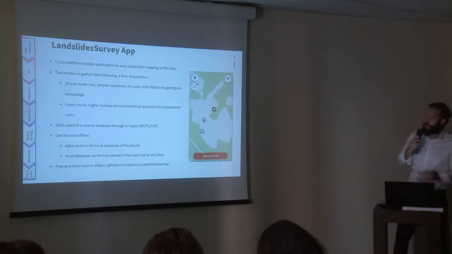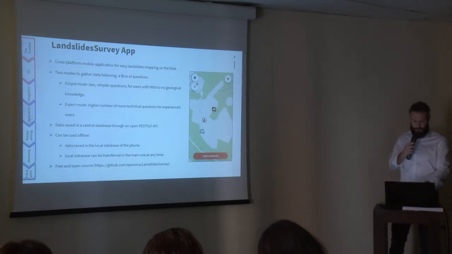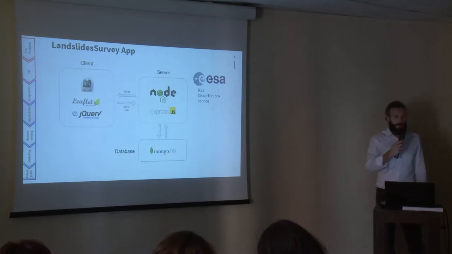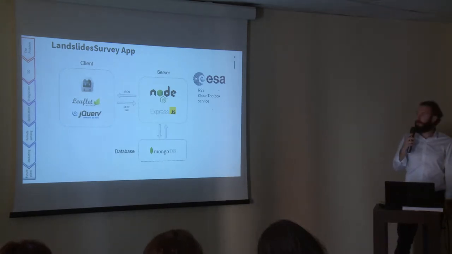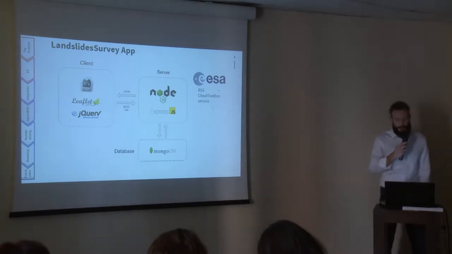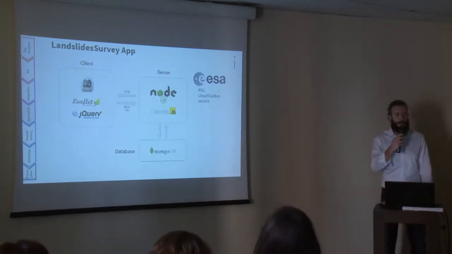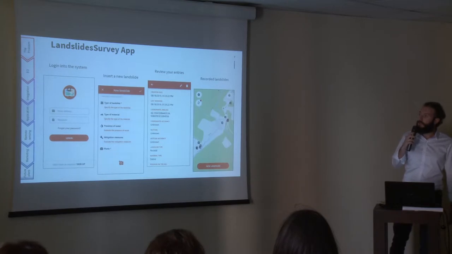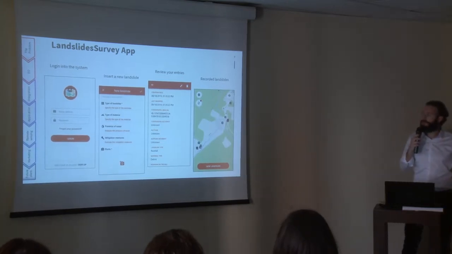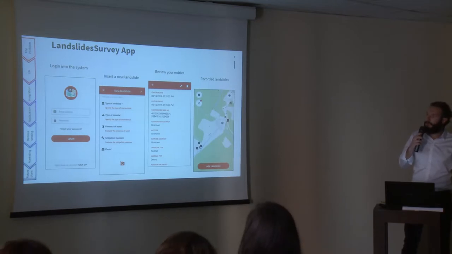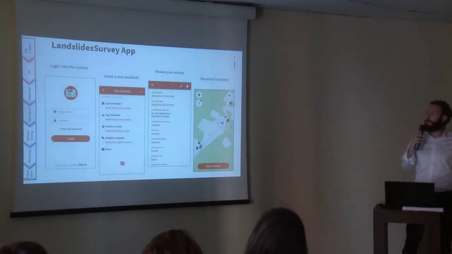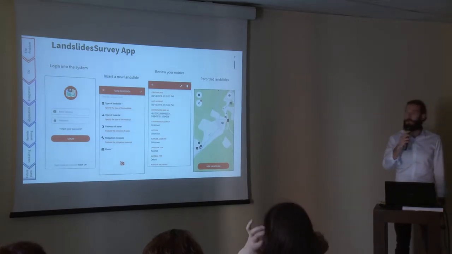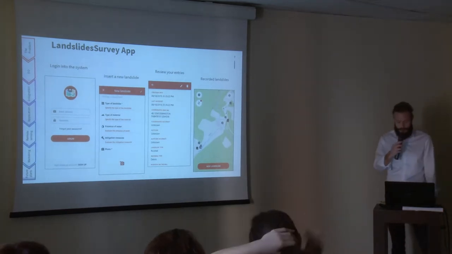The mobile application can be found on a dedicated page on GitHub. The client itself is written in Java, HTML, and CSS, wrapped with Apache Cordova, while the server is in JavaScript, Node, and Express, and the database is the document-oriented MongoDB. And here are some screenshots from the application. You can see the login screen, you have to register first. Then the form for inserting a new landslide. The user can review the entries, and then the entries can be viewed on the OpenStreetMap base.